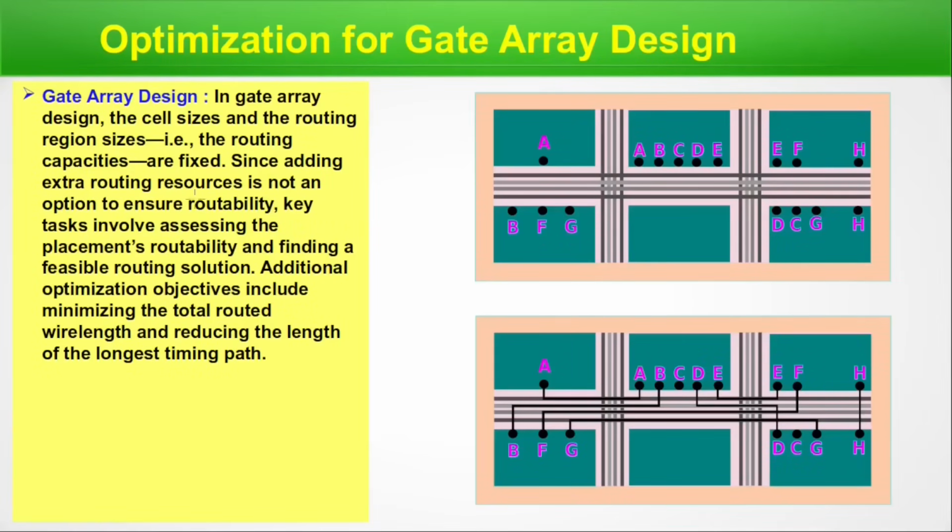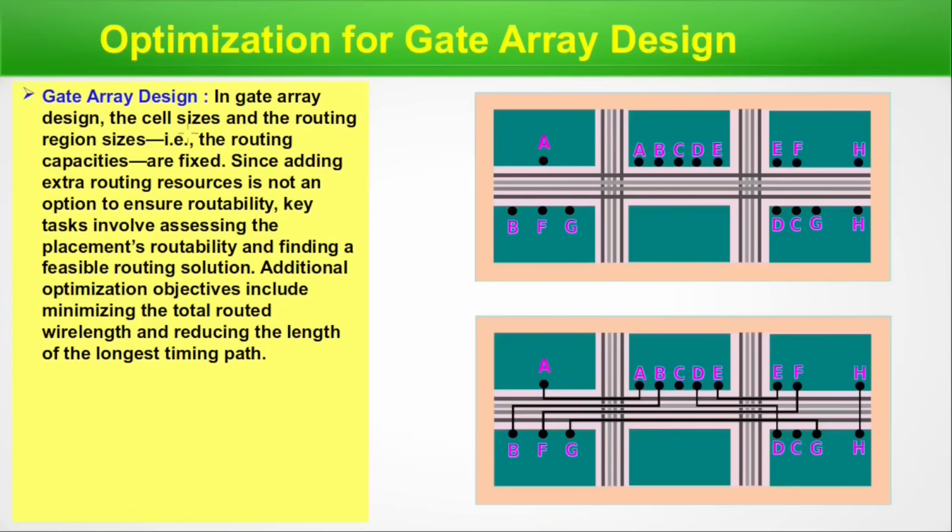Since adding extra routing resources is not an option to ensure routability, key tasks involve assessing the placement's routability and finding a feasible routing solution. Additional optimization objectives include minimizing the total routed wire length and reducing the length of the longest timing path.